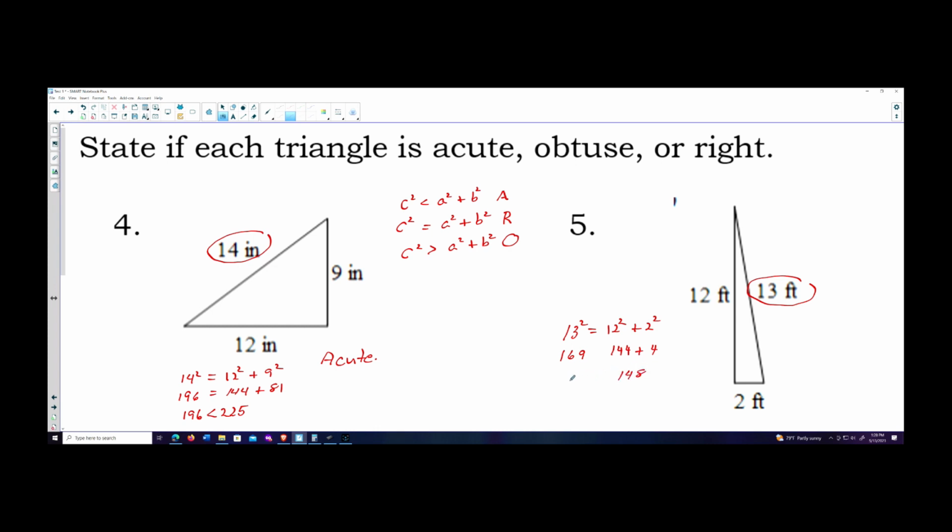Okay, so I see that 169 is greater than 148. So I put the greater than sign there. That means that this is an obtuse triangle. Okay, that concludes that part. Then we move on.